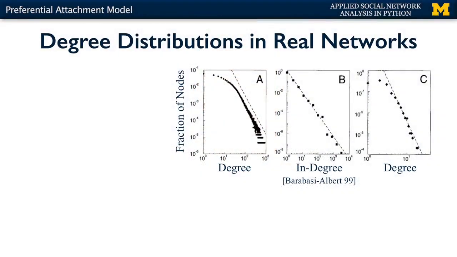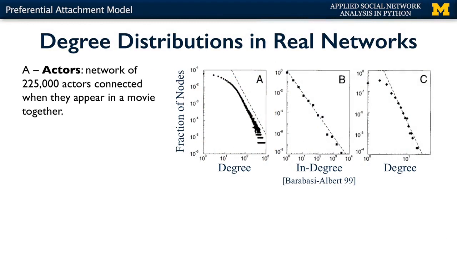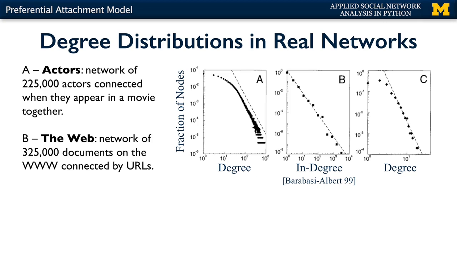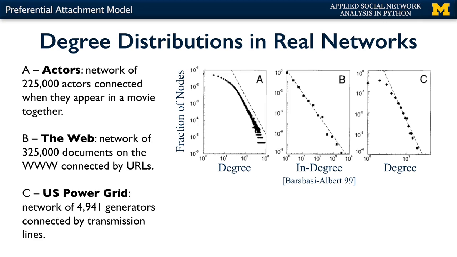So one interesting question to ask is, what does the degree distribution look like for real networks? And so let me show you 3 examples. Here are the degree distributions of 3 different networks, and let me tell you what the networks are. So network A is a network of 225,000 actors connected when they appear in a movie together. B is a network of the World Wide Web. So it has about 325,000 documents that are connected by URLs. And then C is a network of the US power grid. So it's a network of about 5,000 generators connected by transmission lines.